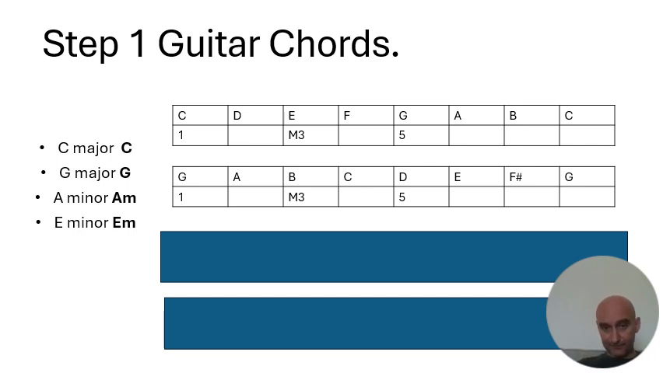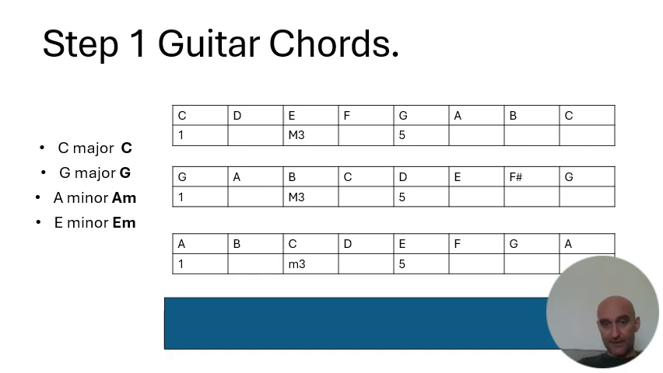The next chord is A minor. So here we have A as our tonic. We have C as the minor third, and you'll probably notice the difference here. You've got a lowercase m, and hopefully you can see the correlation between the lowercase m for the minor third and also the chord symbol where it's A and then lowercase m. Then we've got the fifth, which is E.